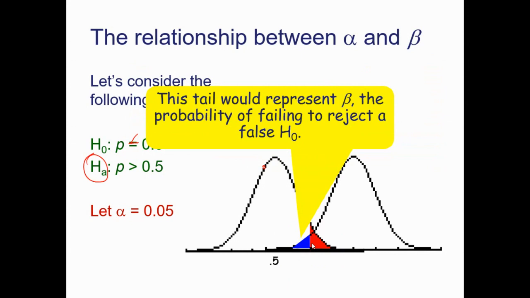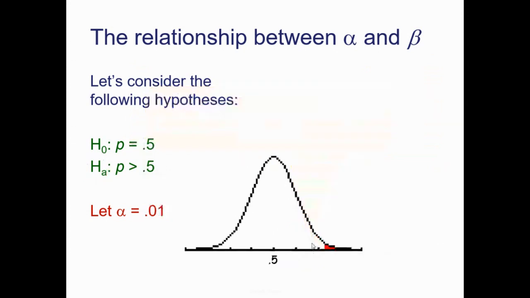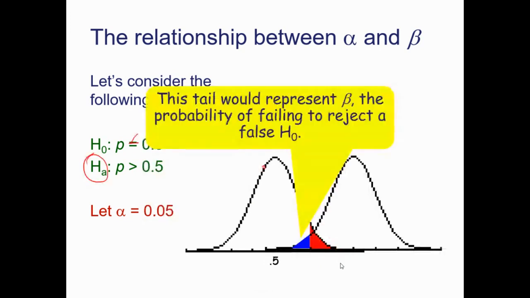But now let's change alpha to 0.01. So now look how small the red is, the type 1 error, when we change alpha to 0.01. Red is a lot smaller. We're going to go through the same process. We're going to say, okay, we need to reject. It's really bigger. So we reject.